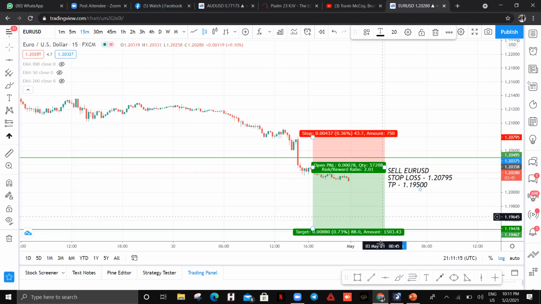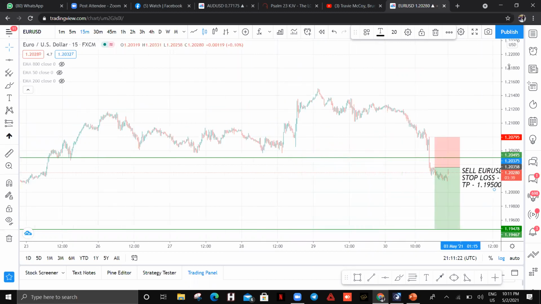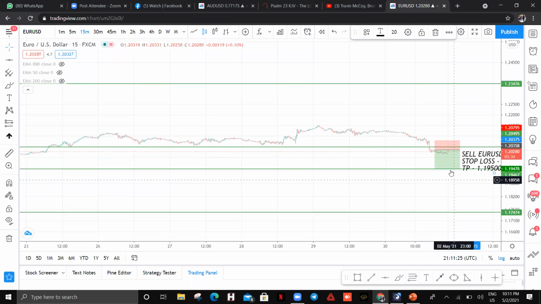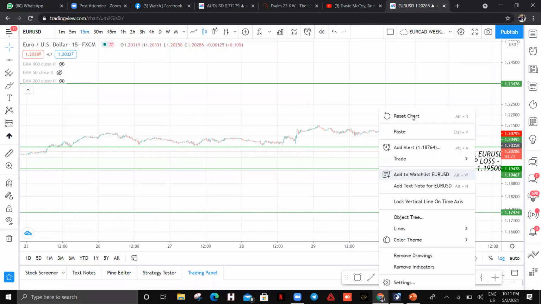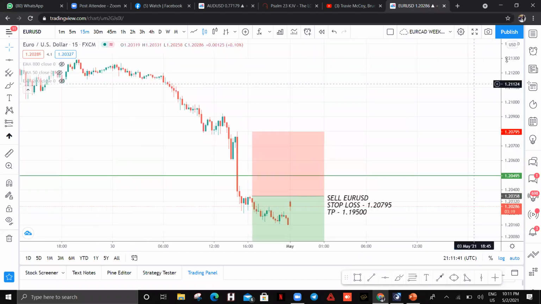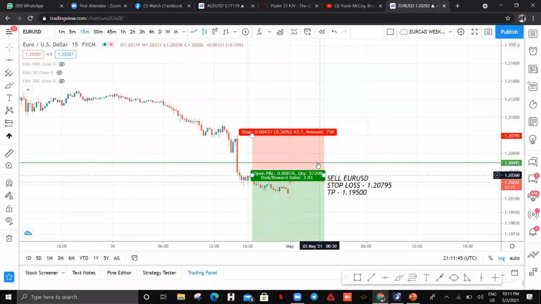So this is it for your TP1. If you still want to go further, you have to wait for price to break below this pivot level, close below it, then you can move your stop. You can take TP2 to the next level, which is 1.17474. For now, this is what we have for Euro USD. So expecting price to go up a bit. Price can even come to test here.